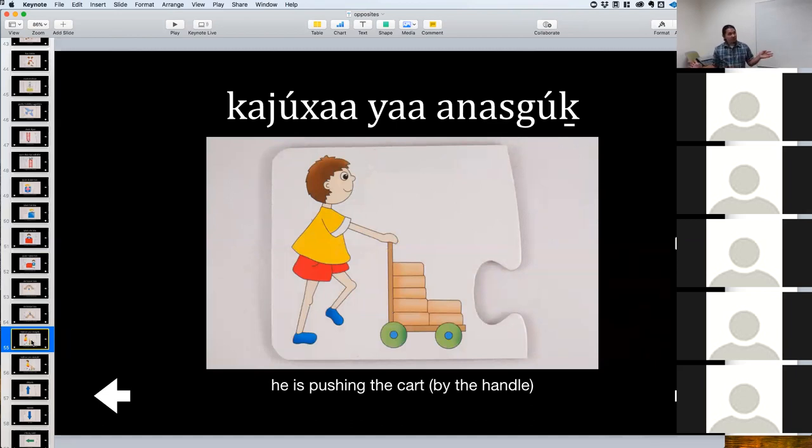Kajucha would be a wheelbarrow, shopping cart. That kind of cart just means the one that spins. Yakanajuch is like it's spinning.